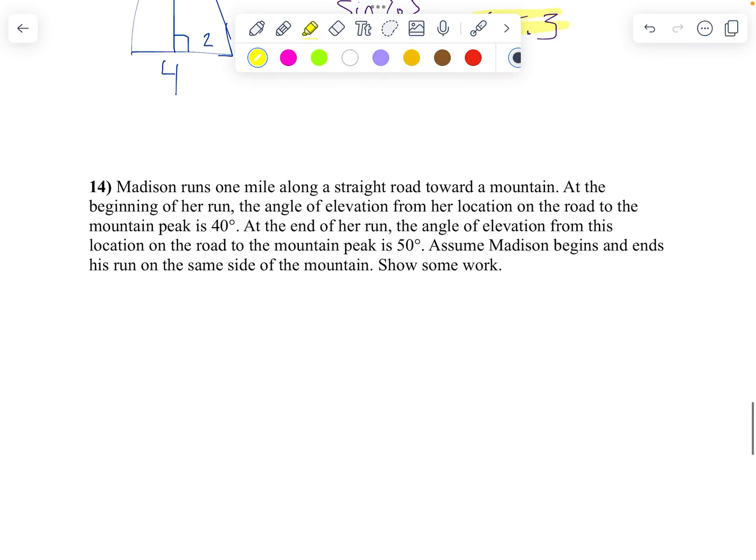On question 14, it says Madison runs 1 mile along a straight road towards a mountain. So let's draw that out. So there's my mountain over here. I got my straight road here. At the beginning of the run, her angle of elevation from her location on the road to the mountain peak is 40 degrees. So there's 40 degrees.